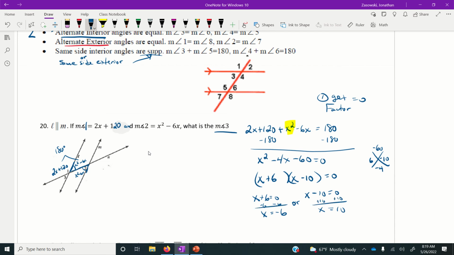And since we can't have a negative length, right, we know this is out, and this has to be our value of x. Now, careful, it does not say what is x. It says what's the value of angle 3.